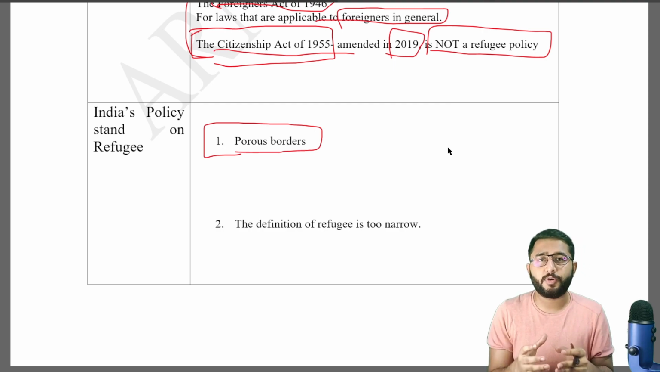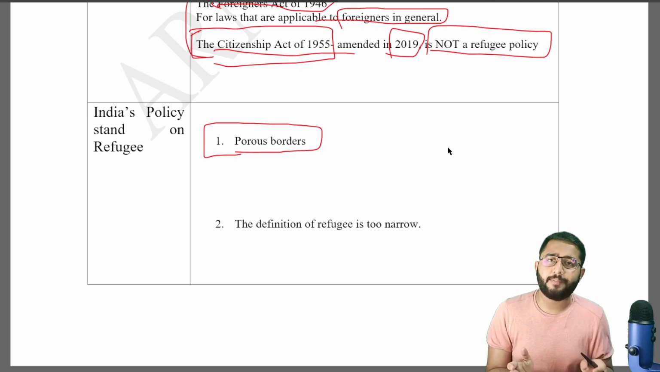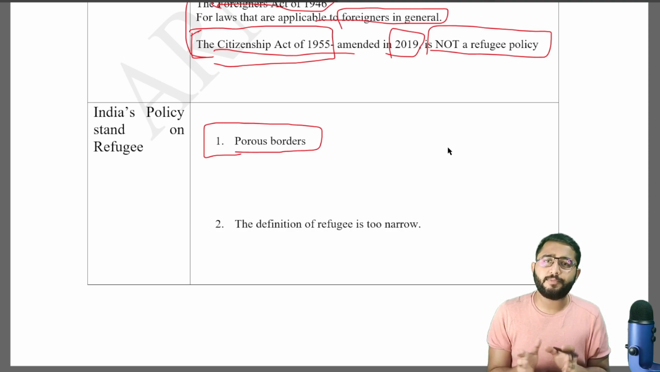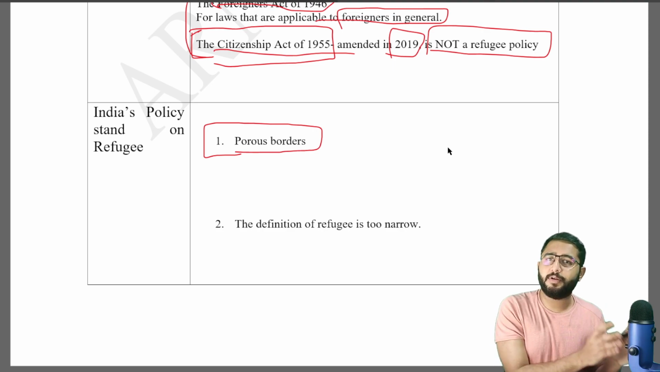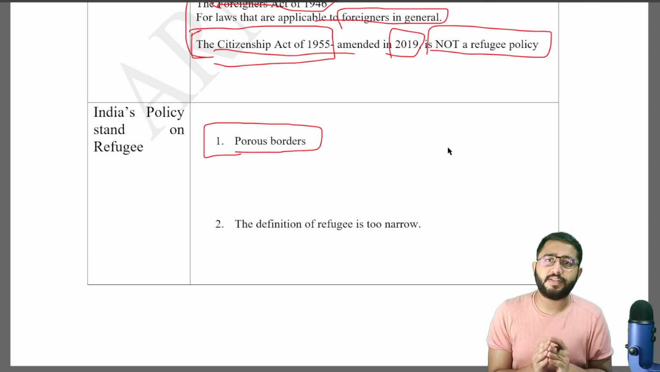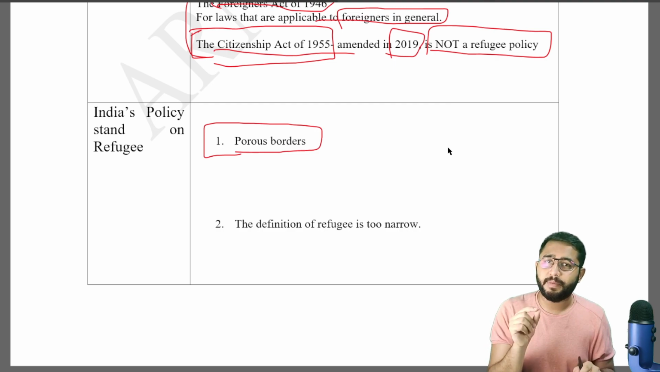I know I have porous borders. I know there is exchange happening, and I want to do this bilaterally. I don't want that tomorrow, if there is a sudden influx of people, I should be in a position where I can send them back with all their rights, but repatriate them back into their country. So because of porous borders, that's the first reason why India did not want to be a party to the 1951 convention.